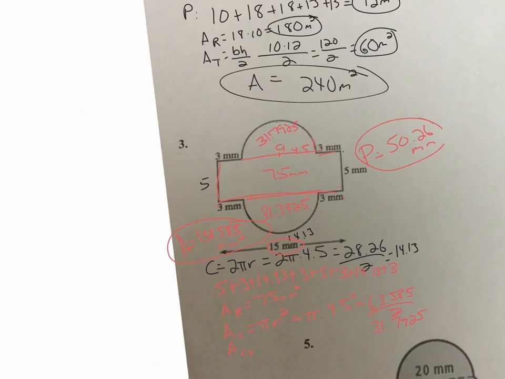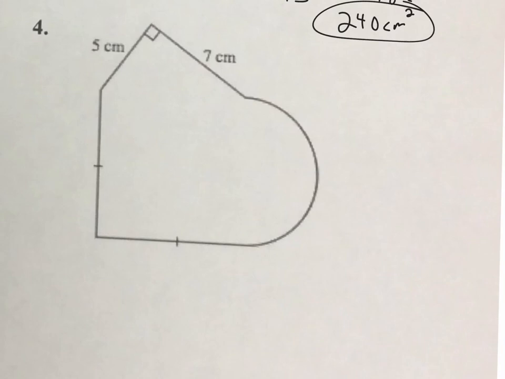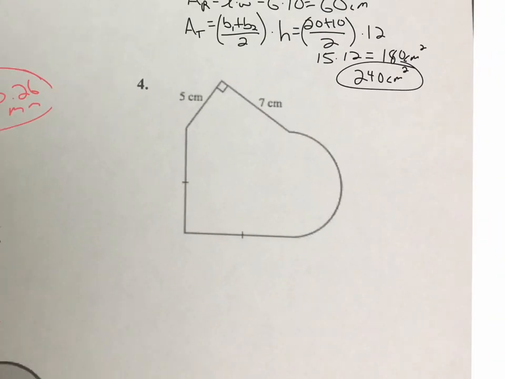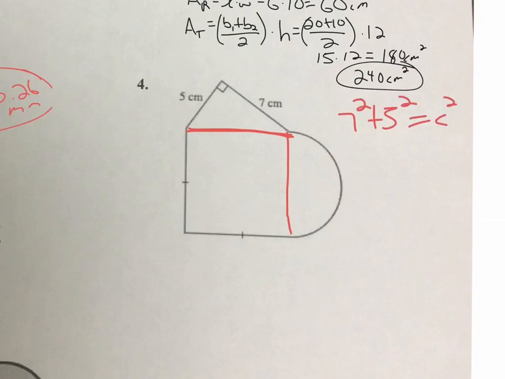All right, moving on to number 4. Number 4, so we have to find the perimeter first. We have to find the perimeter and we have to find the area. So we know the Pythagorean theorem, so to find a side, this is technically a square. So to find one of these sides, we can find this side by using our Pythagorean theorem. So Pythagorean theorem, 7 squared plus 5 squared equals c squared. So 7 squared is 49. 49 plus 25 is 74. Square root of 74.